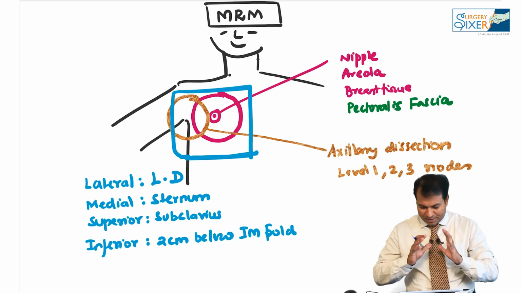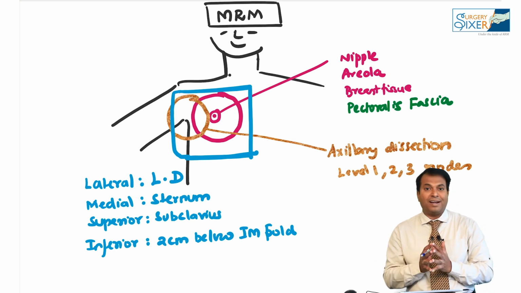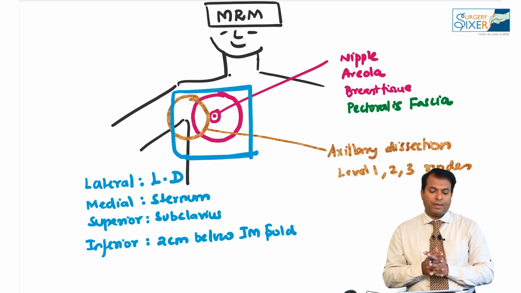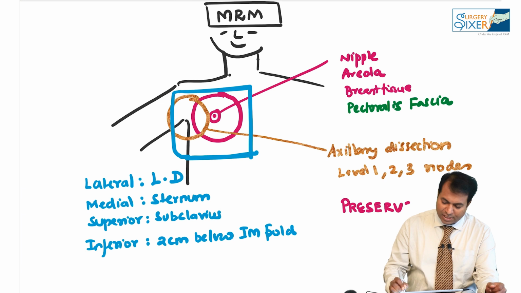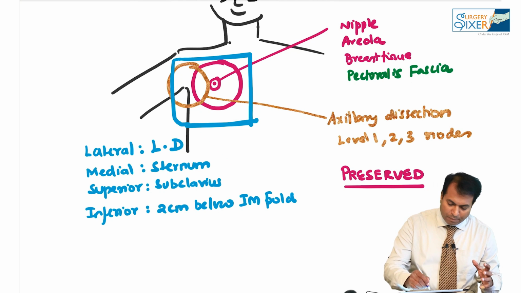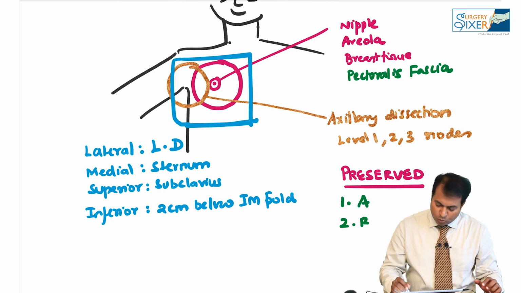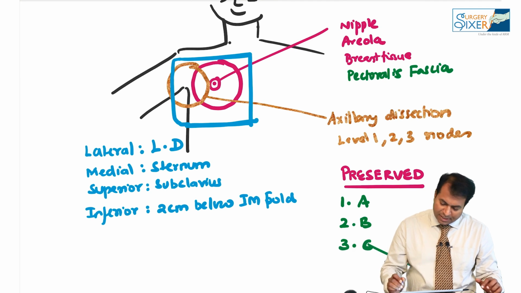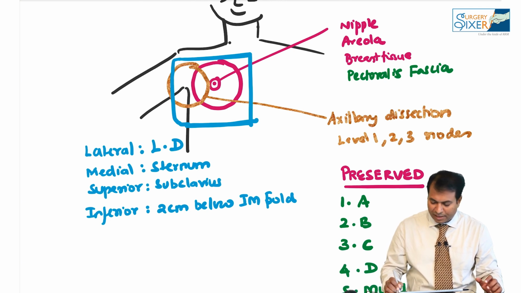What all things to be removed is, in this boundary, except the skin, we have to remove everything underneath. And what are the structures preserved in this? That is a repeat NEET PG level question and also a final year's question. What are all the structures preserved in MRM: number 1, A, number 2, B, number 3, C, number 4, D, and number 5, muscle. Remember like that, A, B, C, D, muscle.